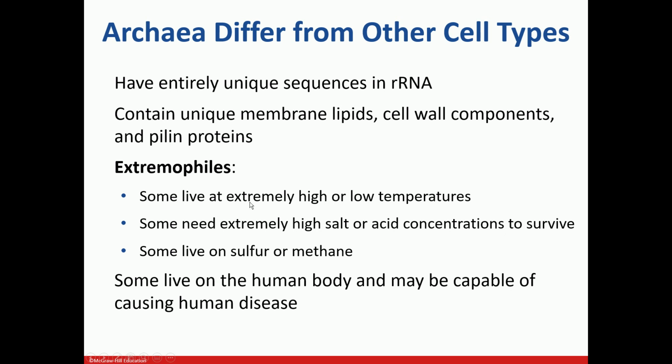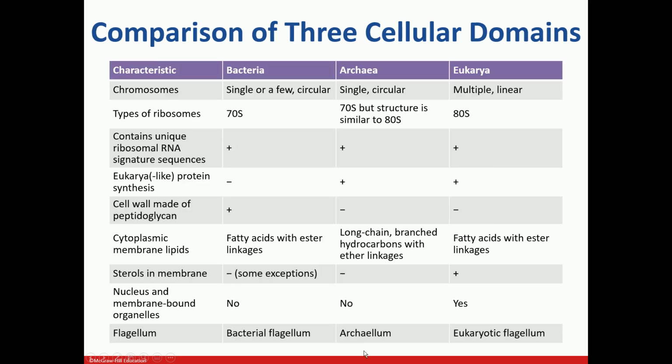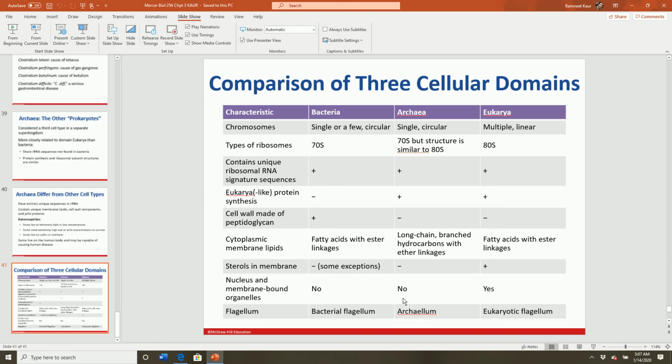We also call them extremophiles, which means they can tolerate very harsh temperature conditions. They can also tolerate very high salt or acid conditions. They can also live on sulfur or methane. And this is a table which compares the characters of all the different groups, so you can go through them. Okay, so that's all for this chapter.